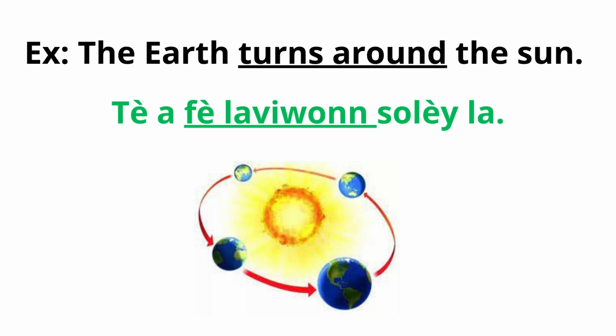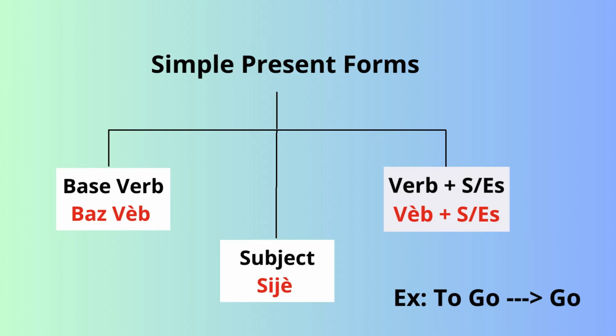So now, let's see the simple present tense forms. The simple present tense has two forms. We have the base verb and the verb plus s or es. So, what the base verb is?